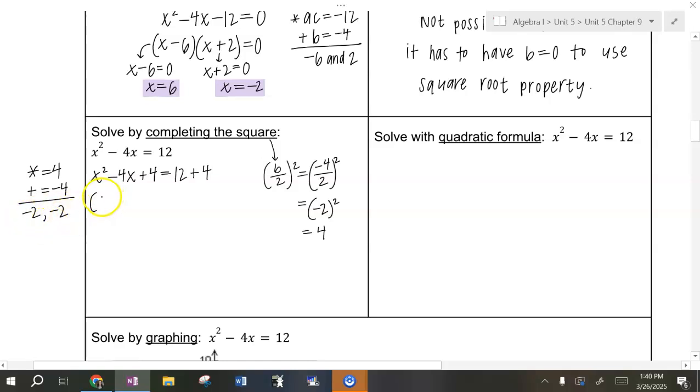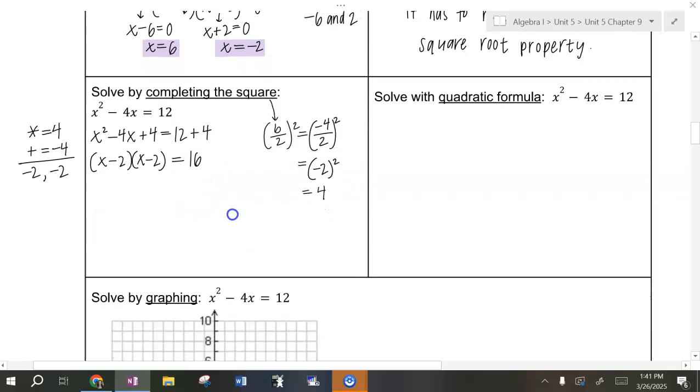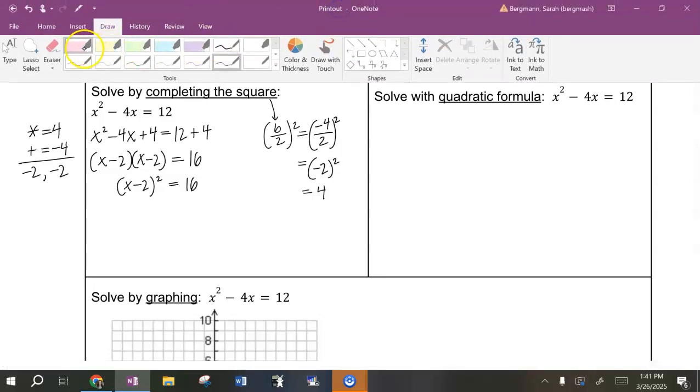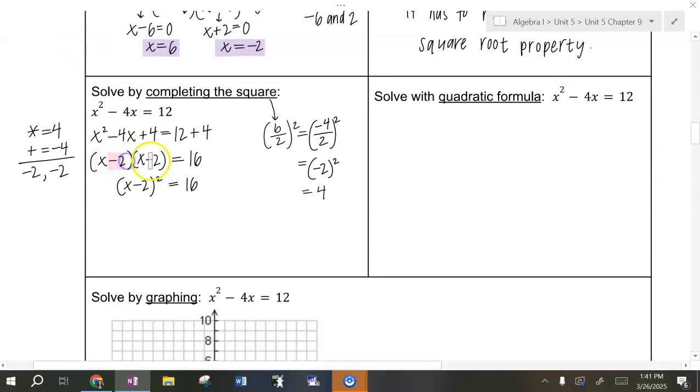After you figure out the two numbers, you can skip straight to your factors, x minus 2, x minus 2, since the a value is 1. On the right side, you can go ahead and combine together 12 plus 4 to get 16. Then, the whole point of complete the square was that you got a perfect square. X minus 2 times x minus 2 could also be written as x minus 2 squared. Remember, this number in the factor will always match the number that you got from b divided by 2.